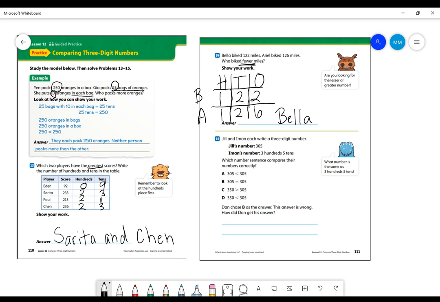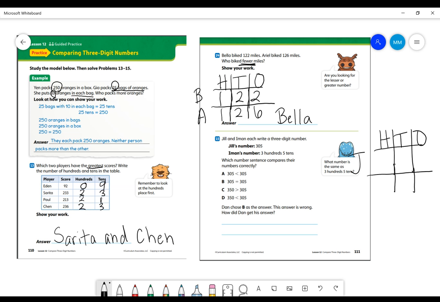All right, and our last problem, it says Jill and Iman each write a 3-digit number. Jill's number is 305. Iman's number is 3 hundreds, 5 tens. Which number sentence compares their number correctly? So in our example, it gave us Jill's number. Jill's number was 305. So I'm going to draw a hundreds, tens, and ones chart just so I can make sure I've got the correct numbers.